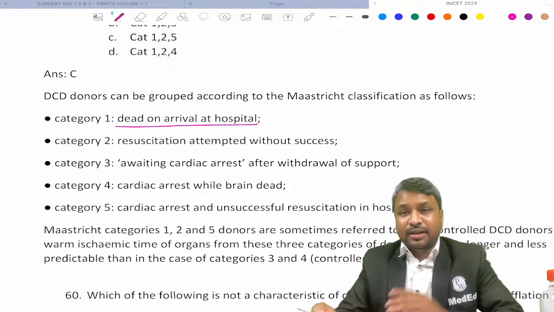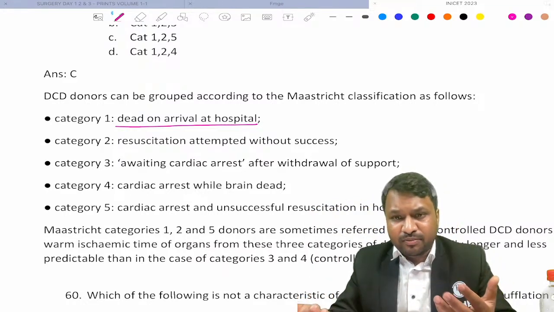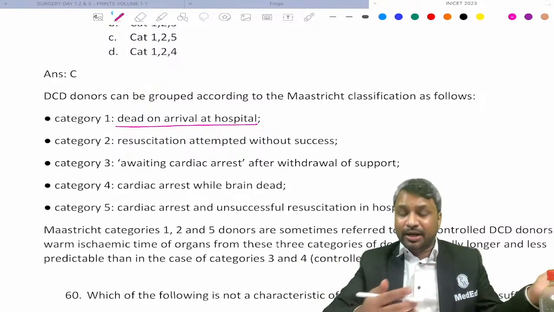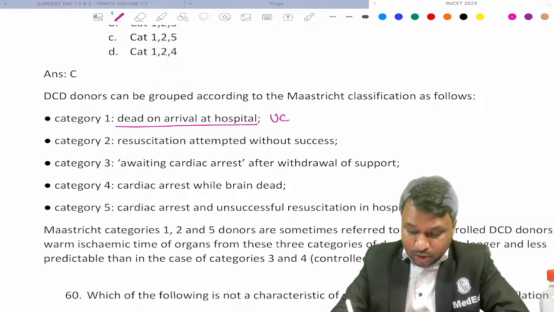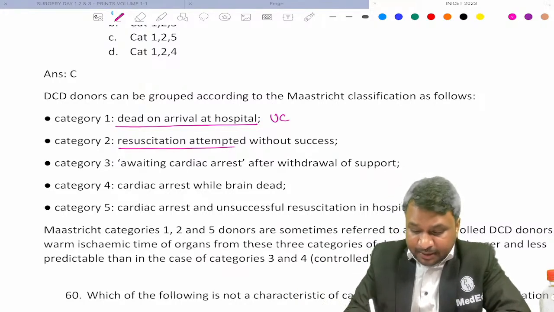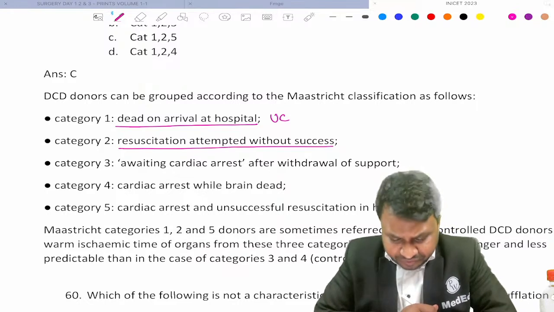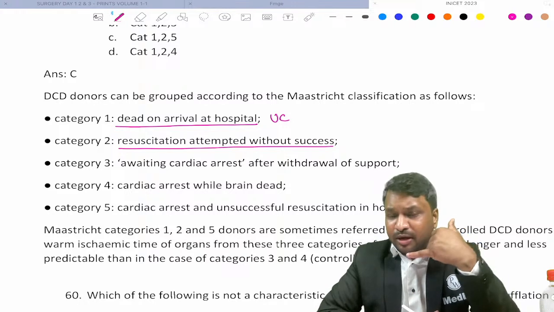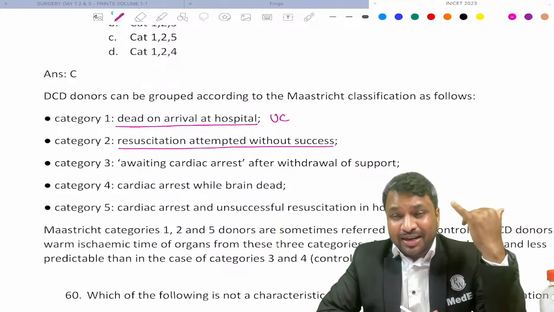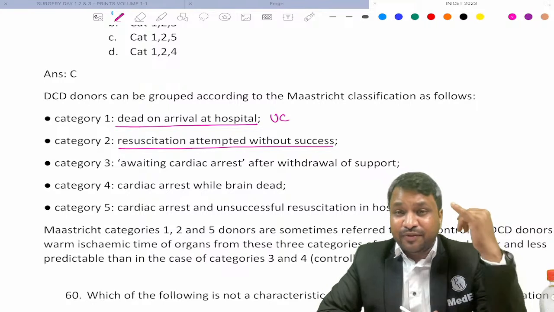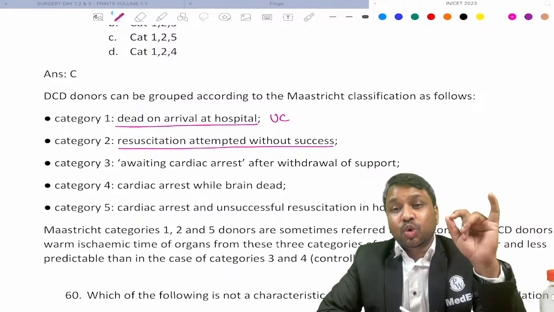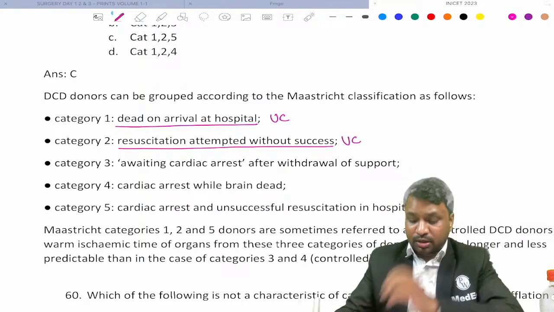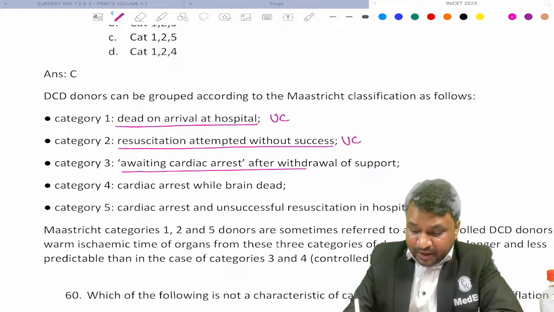Now, dead on arrival at the hospital, I'm not predicting his death. I don't know when, because the patient is presented with death, so I cannot really predict when he's going to die because he's already dead. This is an uncontrolled DCD donor. Resuscitation attempted without success. Now, imagine you're resuscitating and then you're calling your friend, dude, there could be a possibility of getting a kidney. What does it tell you? It tells you that you are not serious about your resuscitation. We resuscitate with intent to save the patient. Here the patient has been dead. That is unpredictable. So it is an uncontrolled donor. Awaiting cardiac arrest while withdrawal of the life support.